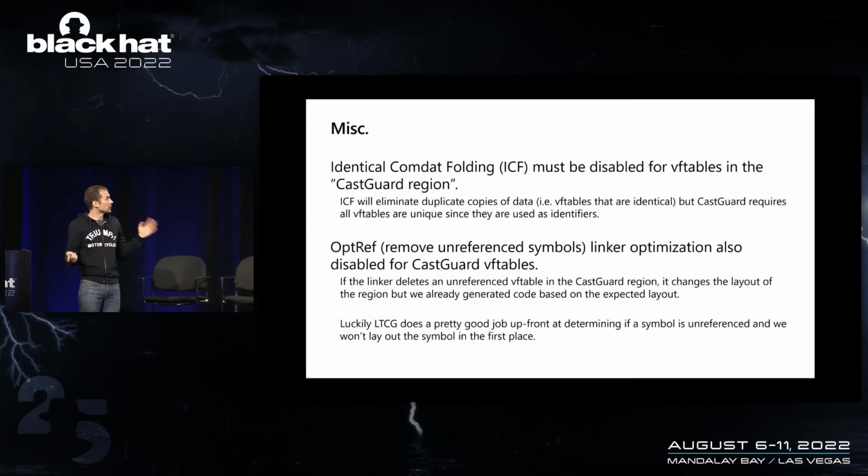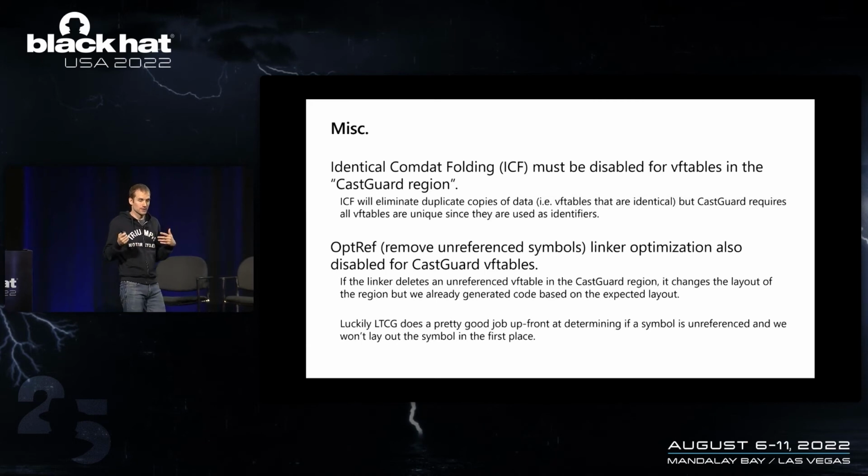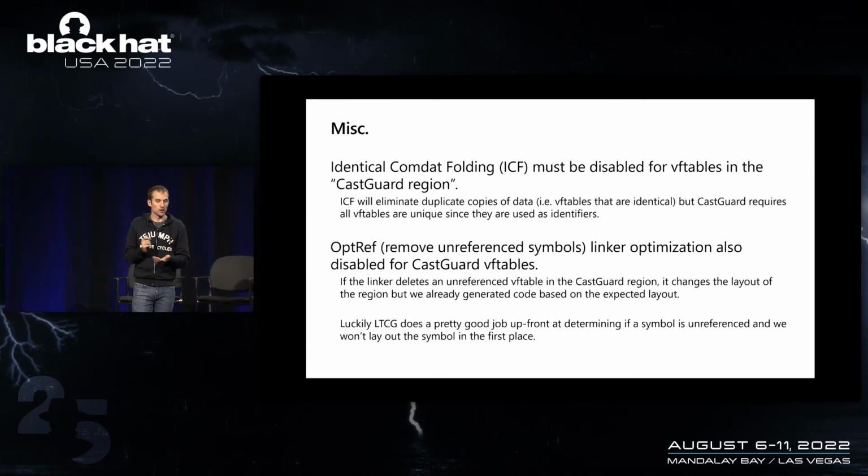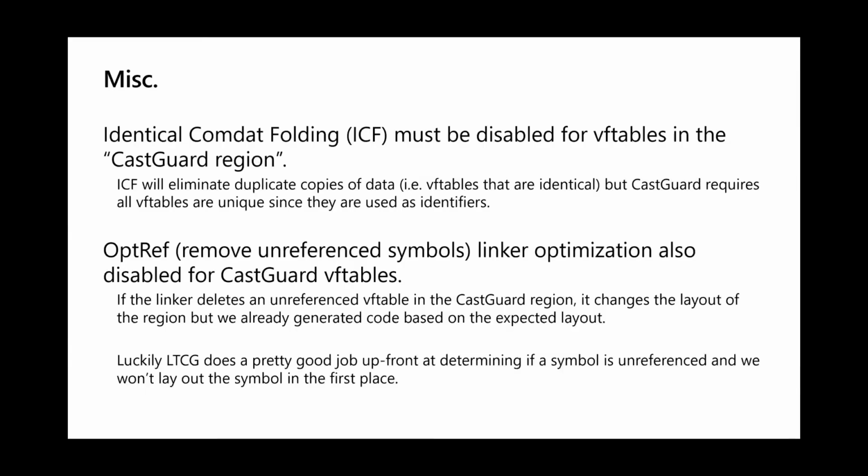Okay, so I had a few interesting things that, or I think they're interesting, that I discovered when we were working on CastGuard. So the first thing is that CastGuard does not play super nicely with every single optimization that there is out there. One optimization that the linker has is called identical comdat folding, or ICF. And really all that the linker is doing here is it's saying, hey, you have two read-only pieces of data that are the same. I don't need to include two read-only pieces of data that are the same in the binary. I'm just going to include it one time, and everyone can reference that single copy.